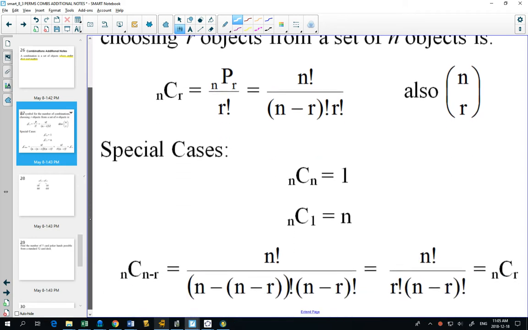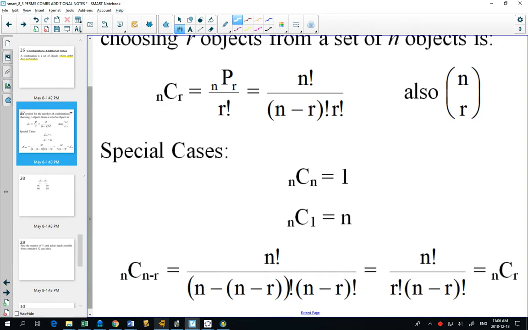So some special cases. n choose n: you have n items, you choose all of them. The order doesn't matter, there's only one way to do that. Take them all. And n choose one: you choose one item, like 52 cards, choose one card. The order never matters. There's only going to be 52 ways to do that.